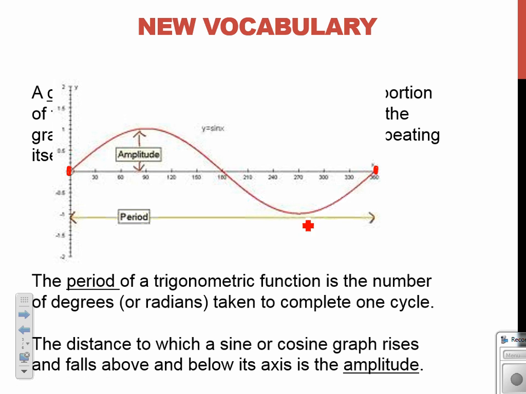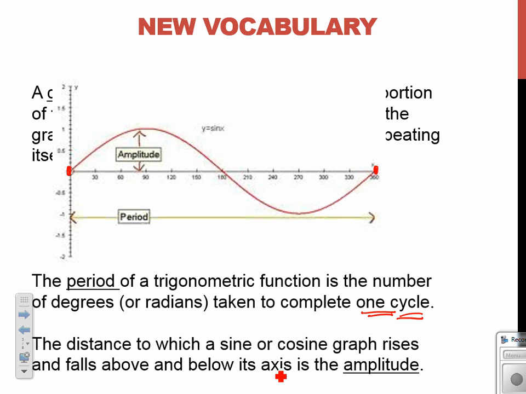A period is the number of degrees it takes to complete that one cycle. So the cycle is where does it start over again? A period is how many degrees did it take to start over again? And when we did that Spaghetti Lab yesterday, we did 360 degrees, and that's how long it took to repeat itself. Okay?